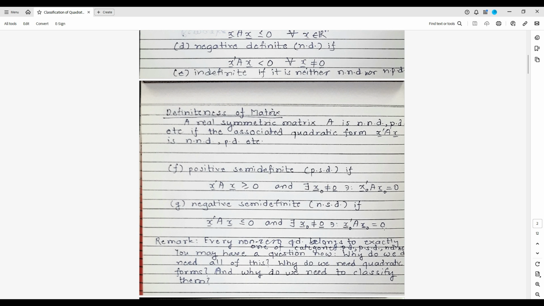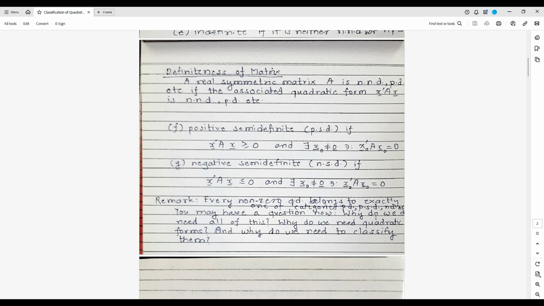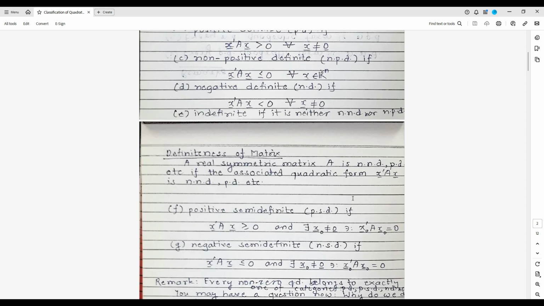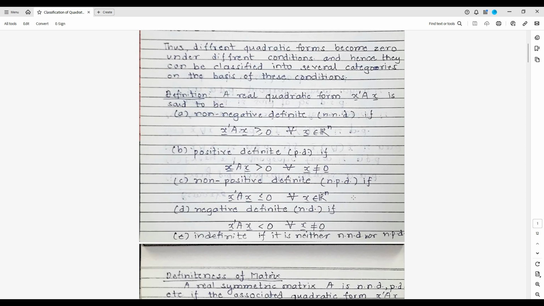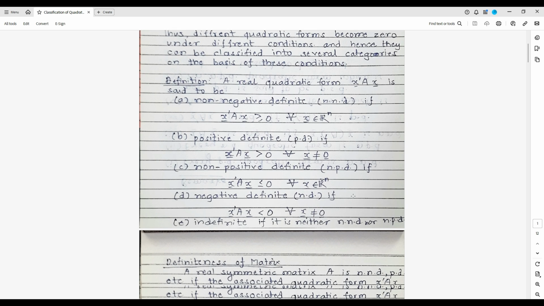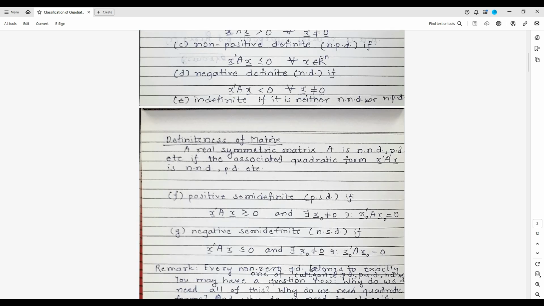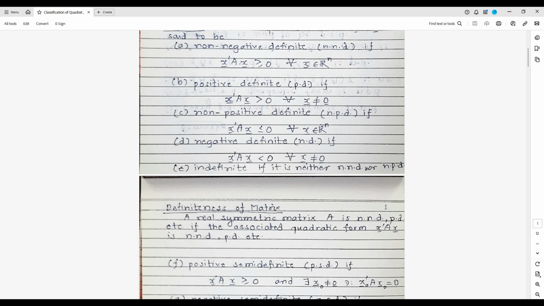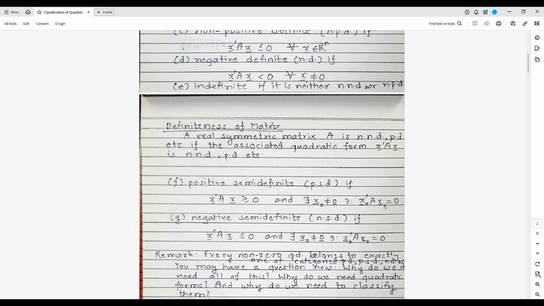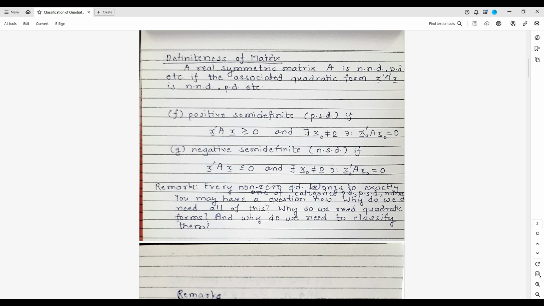Now let us try to understand the difference between the categories. Suppose a quadratic form is positive definite. Does it fulfill this condition? Suppose a quadratic form is negative definite. Can we call it negative semi-definite also? So these are the questions.